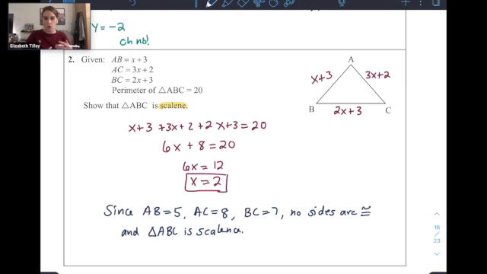We can actually show that we know we're connecting the knowledge and we know why it has to be, and that says scalene. Let me fix that. We know that it has to be scalene.